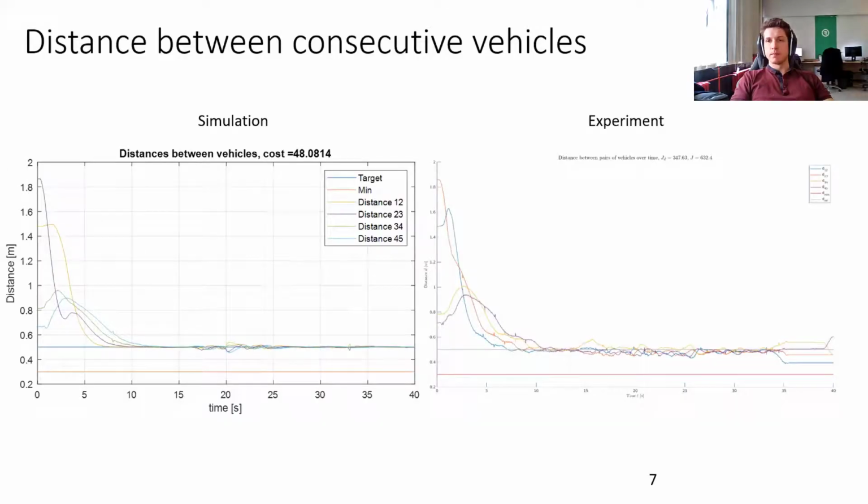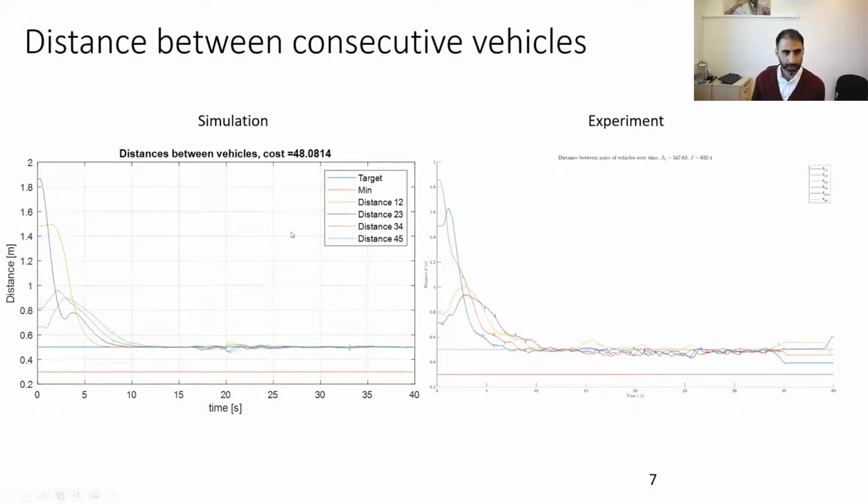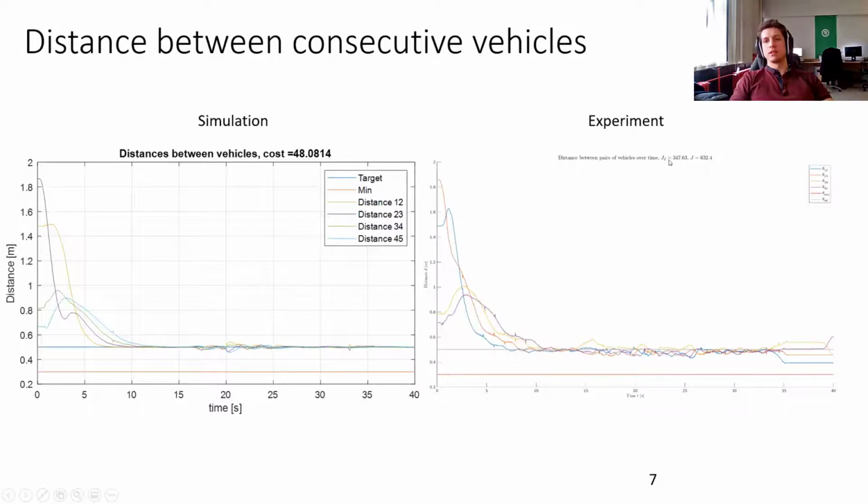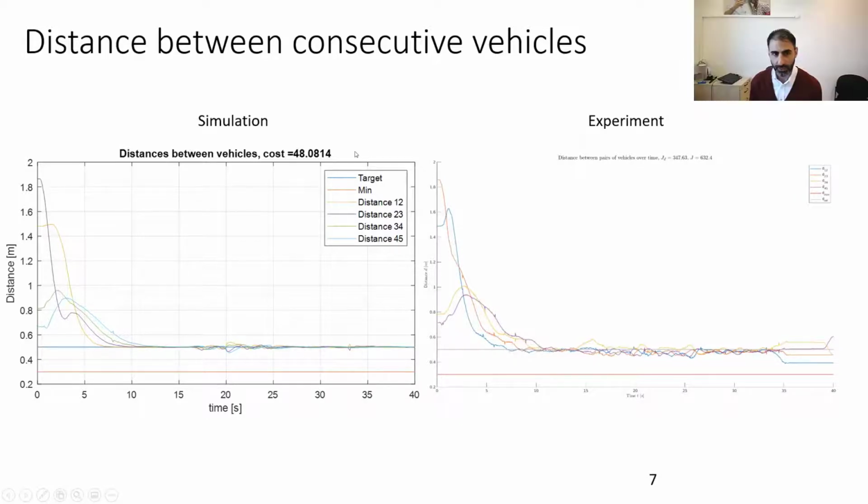Thank you very much. Well done. It looks very nice. I have a question to the slide after the video. On the left-hand side, we see simulation, and you have written cost is something 48 point something, and on the right-hand side, the cost is 347. Okay, these costs, which are you comparing?